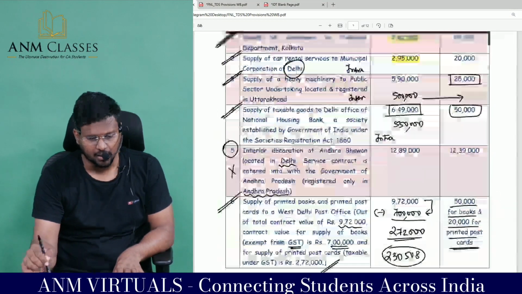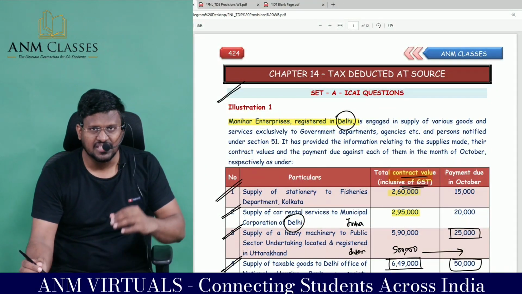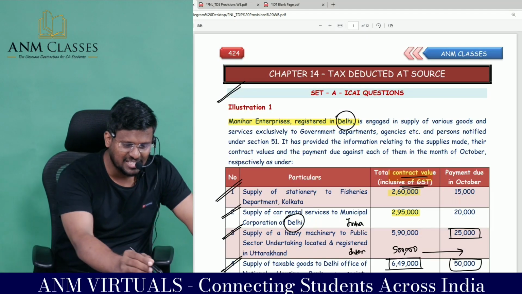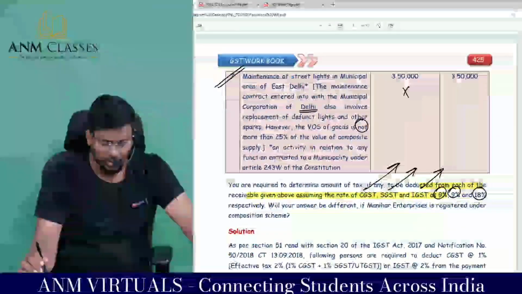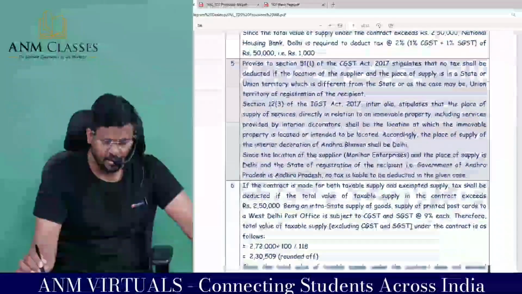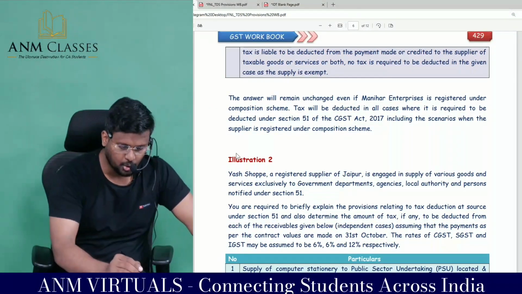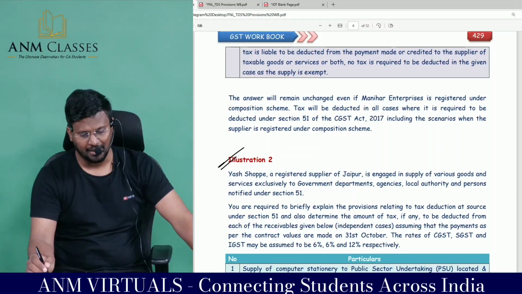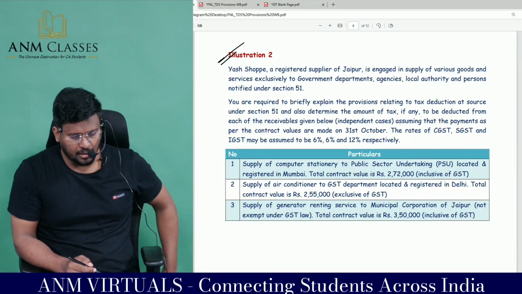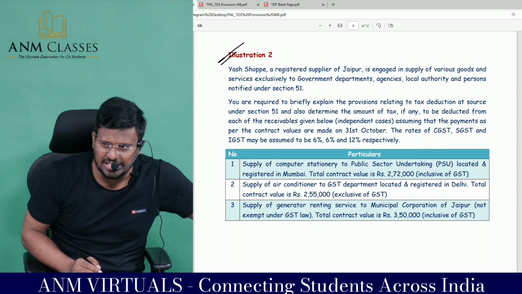Sir, like this we'll be doing nearly 4 to 5 questions from TDS and TCS. Comfortable? Have a quick revision for illustration number 1. Then I will be quickly coming to illustration number 2. I am waiting here. So we have done question number 1. I am moving into question number 2 of TDS and TCS.